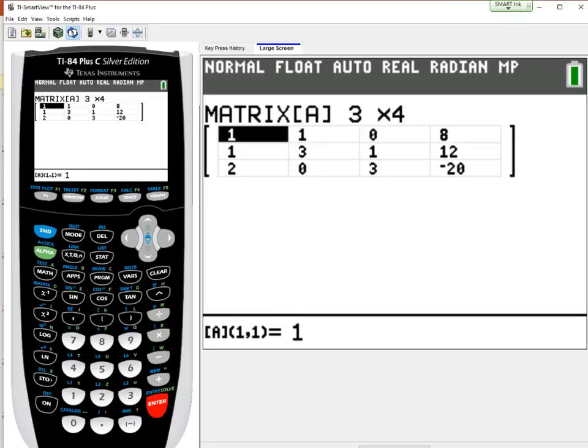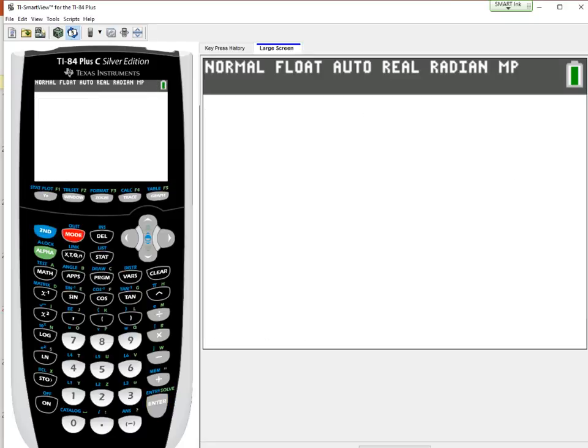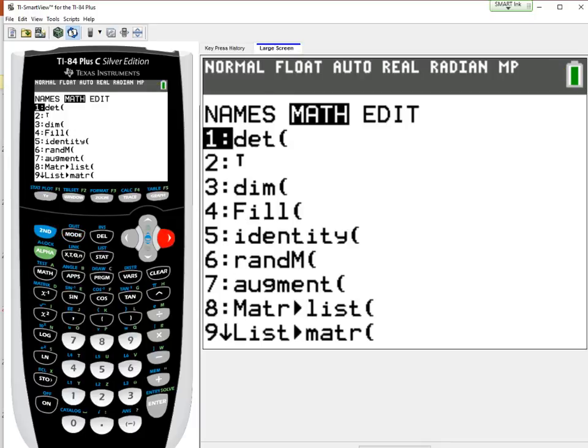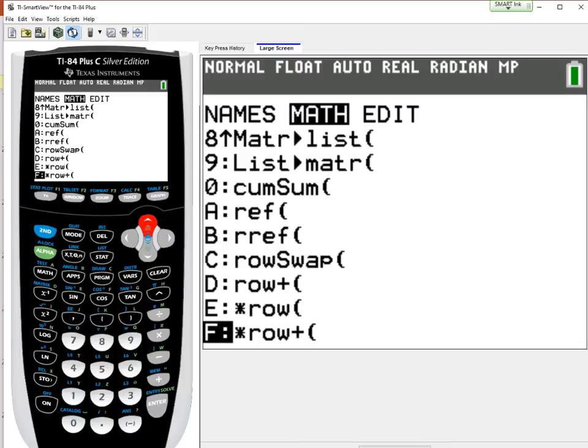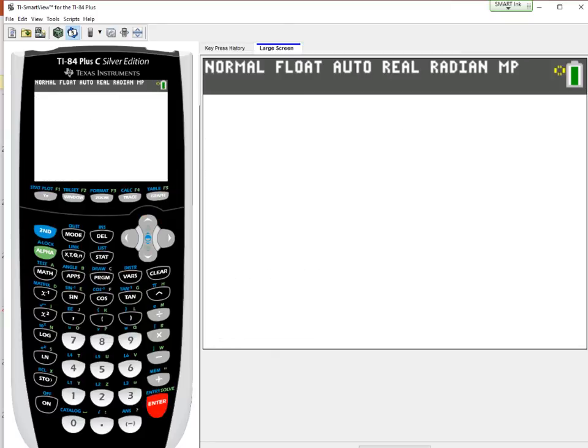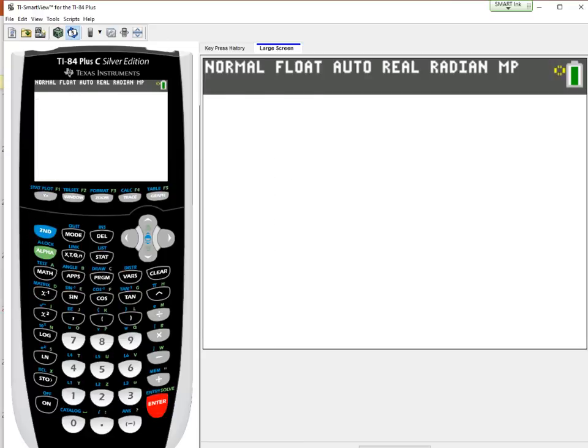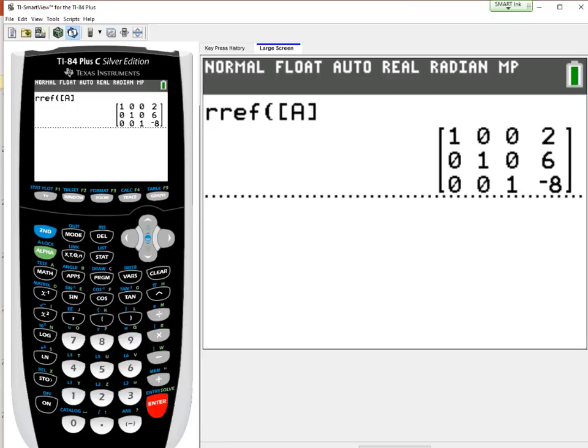Okay? I'm going to quit. And then I'm going to go back into the matrix because I want to do some matrix math. So I'm going to go to the math on the matrix and I want to do function B, RREF. So I'm going to go up to B. And then which matrix was it? Well, I can find inside the matrix names, which is the first one. Push enter. That means that A is 2, B is 6, and C is -8.